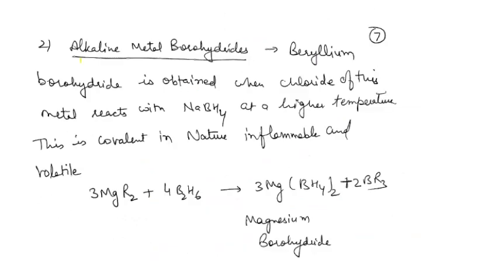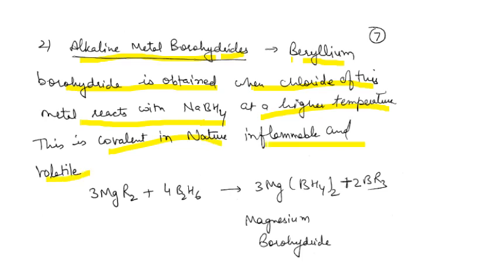So the next category is the alkaline earth metal borohydrides. Here we have taken the example of beryllium. Beryllium borohydride is obtained when the chloride of this metal reacts with sodium borohydride at a high temperature. It is covalent in nature, inflammable and volatile. And magnesium borohydride is also formed when alkyl magnesium reacts with diborane. We have magnesium borohydride.